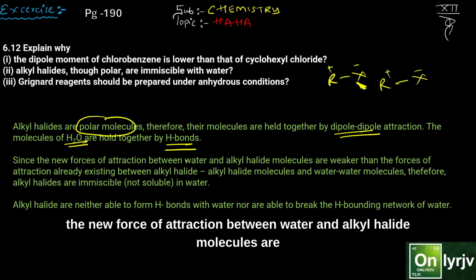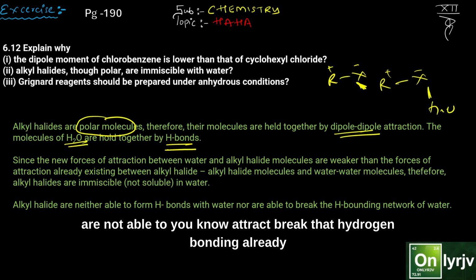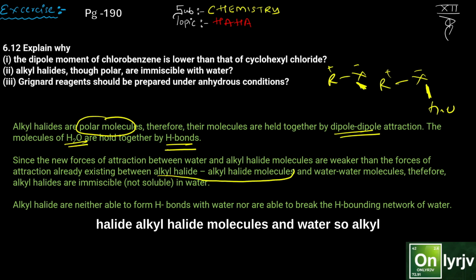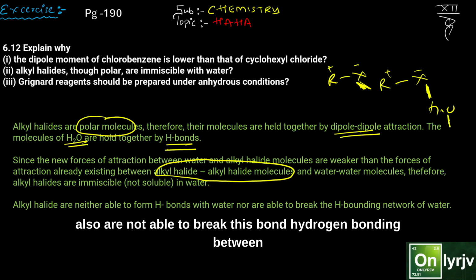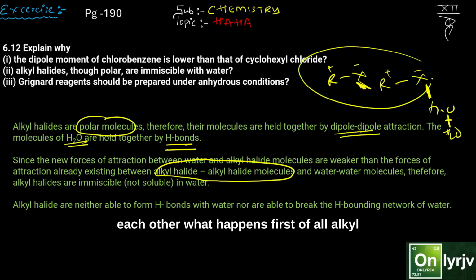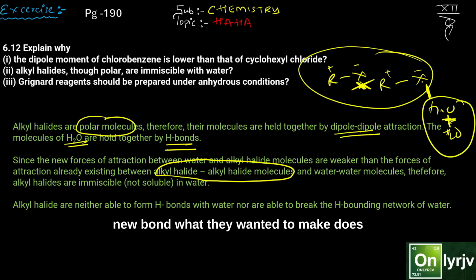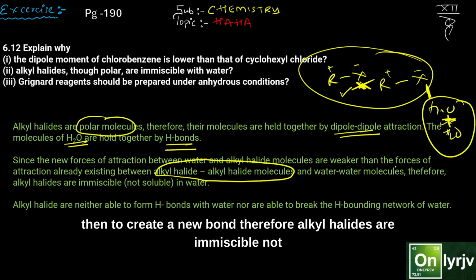Since the new force of attraction between water and alkyl halide molecules is weaker, that means this alkyl halide and this water are not able to attract or break that hydrogen bonding. Already existing alkyl halide molecules and water molecules are not able to break their own bonds. So what happens? First of all, alkyl halide is not ready to leave each other, and then H2O also is not ready to leave each other. The new bond they want to make does not have that much energy first to break the old bond and then to create a new bond. Therefore, alkyl halides are immiscible, not soluble in water.